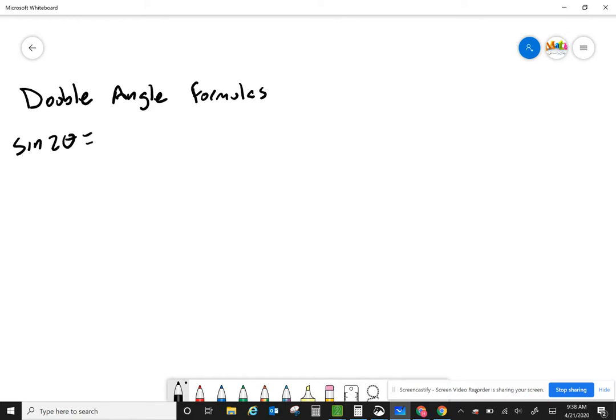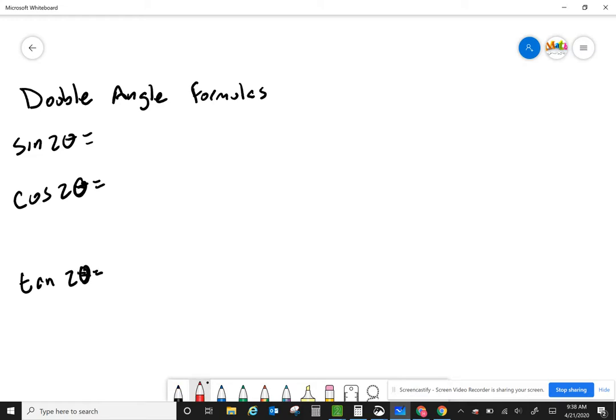Right, for today, we're going to be using a few formulas. First, let me talk about what we call the double angle formulas. The double angle formulas, I mean, what if I have sine of 2 theta? What if I have cosine of 2 theta? Now, for this one, we're going to have a few choices. Or what else? What if I have tangent of 2 theta?